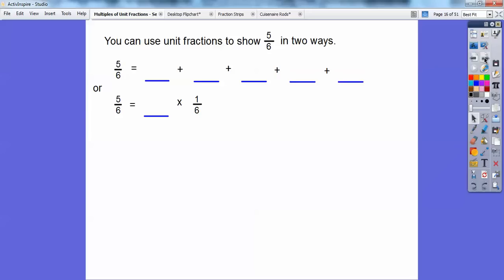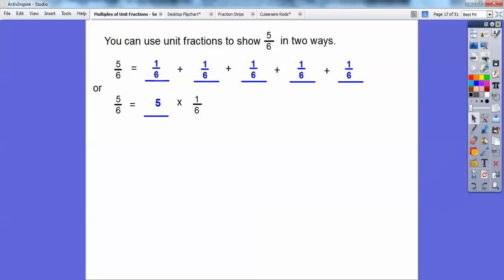Okay, so you can write unit fractions to show 5/6 in two ways. Remember, we're writing them as unit fractions. It could be 1/6, that's a unit fraction. Anything with a 1 on top is a unit fraction. 1/6 plus 1/6 plus 1/6 plus 1/6 plus 1/6 would give me 5/6. So there's 5 times a sixth in there.